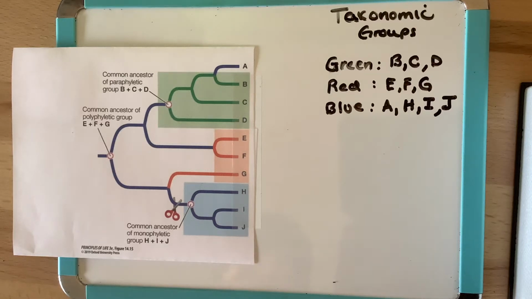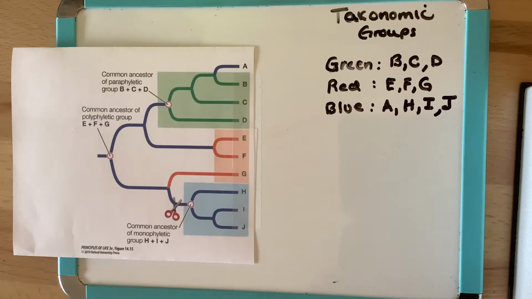Okay, we want to now try and distinguish between taxonomic groups, which are monophyletic, polyphyletic, or paraphyletic. Now, taxonomists are scientists that generally work with naming and classifying living organisms. Systematists are ones that like to examine the evolutionary relationship of these different groups of organisms.